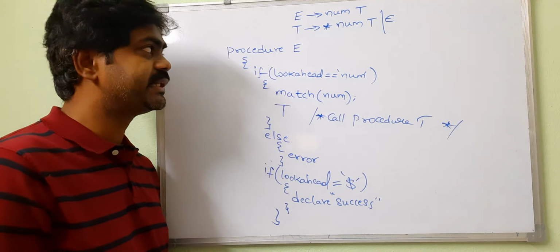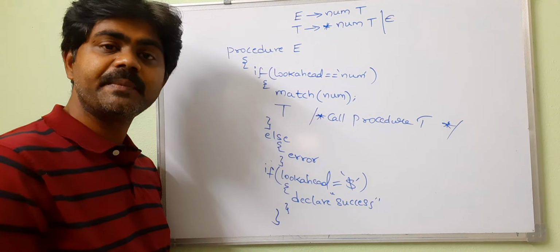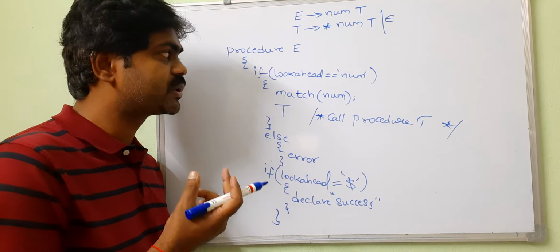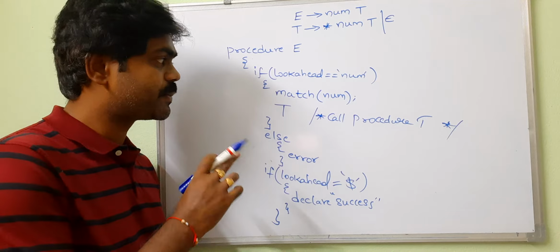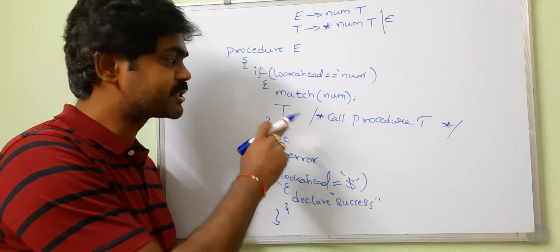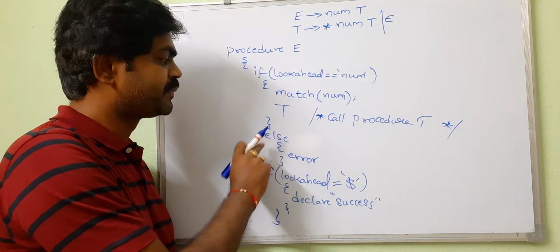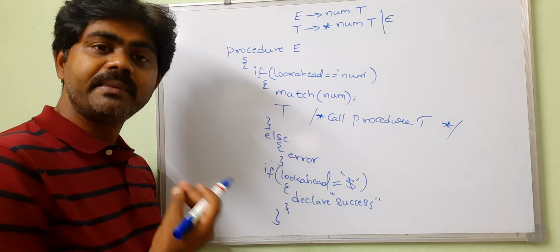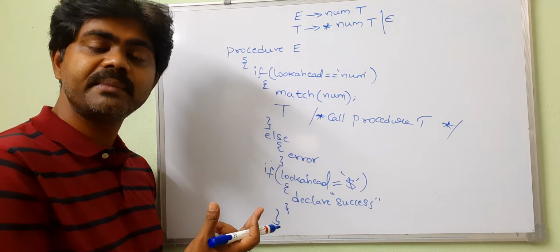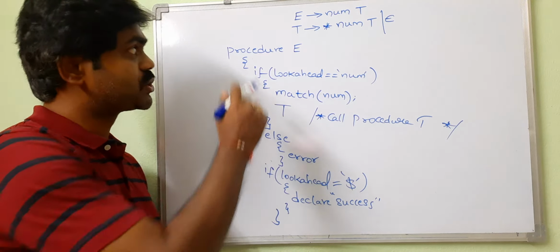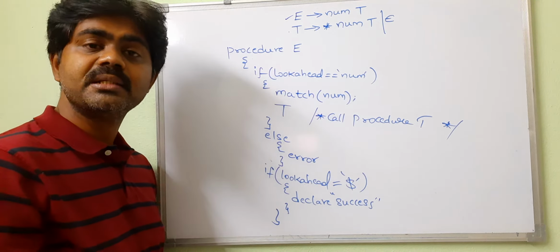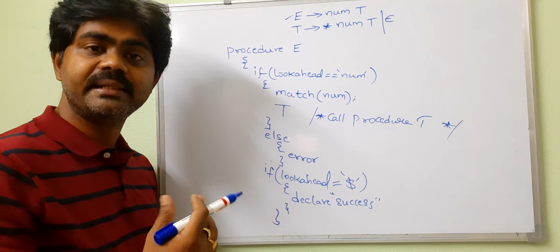So what we did here, we called procedure E. Why? Because that is a starting symbol. So we called procedure E, and if look ahead equal to num, we are matching that. So match of num, and after num we got a non-terminal. So we need to call that procedure. So we call procedure T. Else an error will be thrown, and finally if we get dollar, declare success. So now capital E is over. So what is my second one? Capital T. So now I need to call procedure T. Okay.